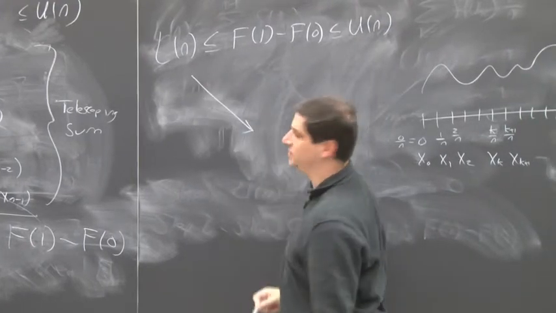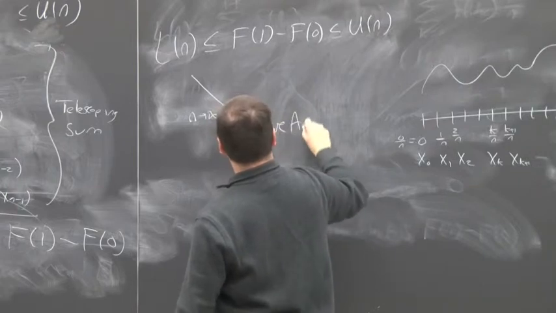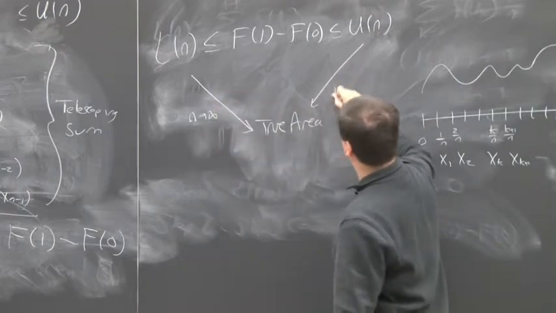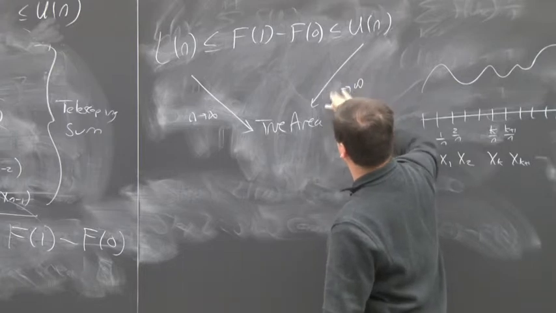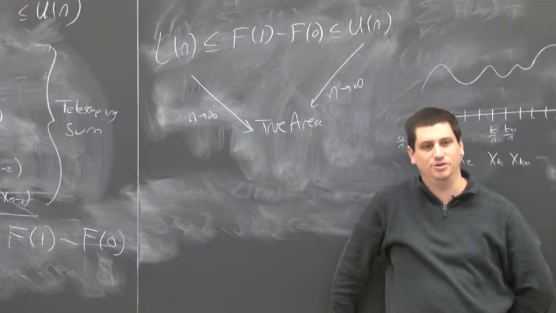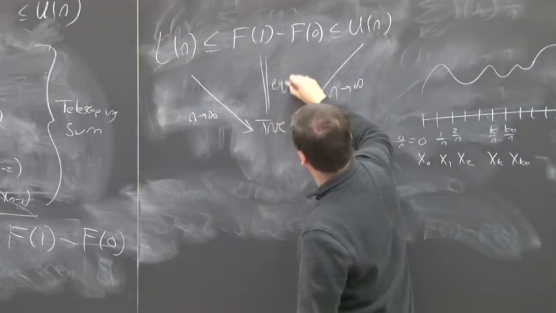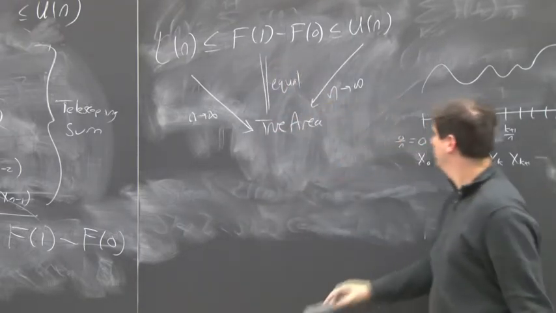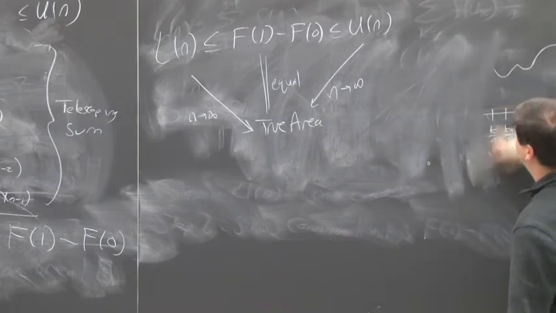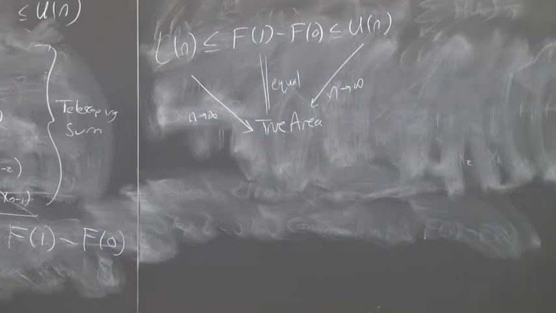As n goes to infinity, we know this goes to the true area. And as n goes to infinity, that goes to the true area. So what's the only thing that f of 1 minus f of 0 can go to? It has to be the true area. So these must be equal. And so the true area is just f of 1 minus f of 0. And so this completes the proof of the fundamental theorem of calculus.